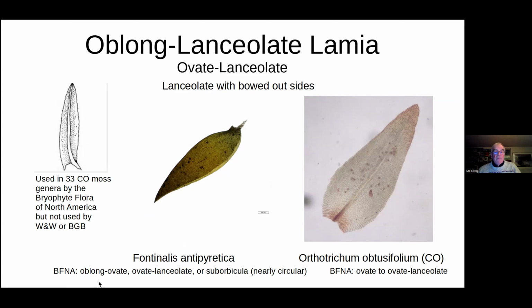And in BFNA, they call it oblong ovate, ovate lanceolate, or suborbicular, which is nearly circular. I couldn't find any photos of Fontinalis antipyretica that was nearly circular, but maybe in other parts of the world it is, or something like that. This is not quite as good an example of ovate lanceolate, because you would want that to kind of run along like that. But so oblong lanceolate, it's just bowed out sides a little bit.